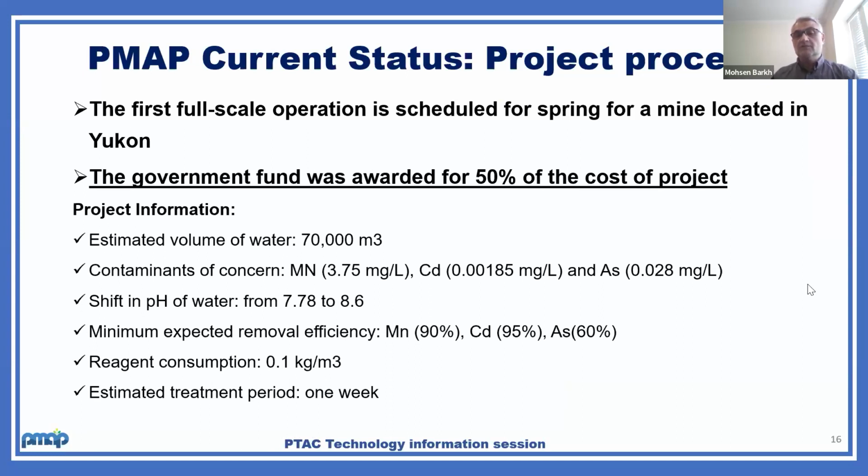The pH of the water is 7.78, which converts to 8.6 at the end of the treatment. We're going to remove 90% of the manganese, 95% of the cadmium, and 60% of the arsenic by adding only 0.1 kilogram of our reagent per cubic meter. The entire operation is going to take 1 week or 10 days.